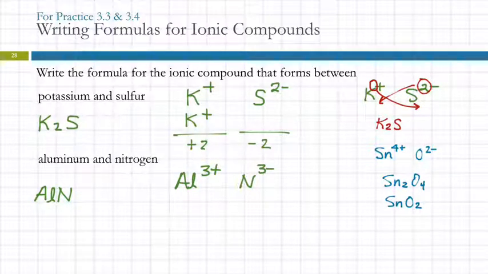It's better, though, if you understand what's going on here. We're looking at these individual particles, and they've got charges, and we're trying to find the smallest group that when we get them together, it all adds up to 0. Any questions?